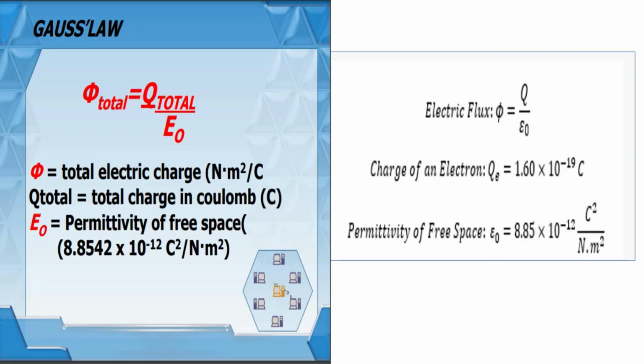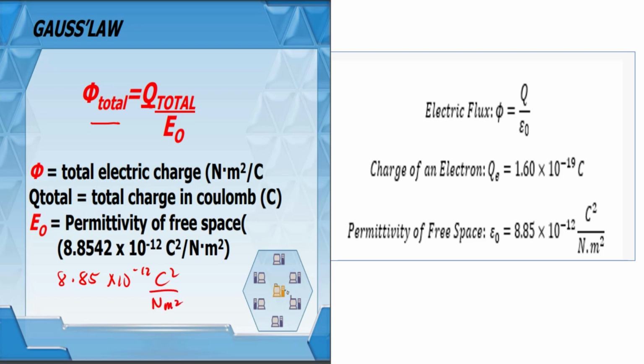If we're going to interpret the formula for the Gaussian law, we have here that the flux total is equal to the Q total divided by the EO. Your flux total has a unit of Newton meters squared per Coulomb, while your Q total is the charge, so it is in Coulomb. Your EO is the permittivity of free space, which is 8.8542 times 10 raised to negative 12 Coulombs squared per Newton meter squared. But we're going to use only 8.85 times 10 raised to negative 12 Coulombs squared per Newton meter squared.